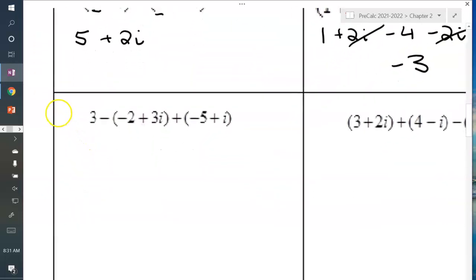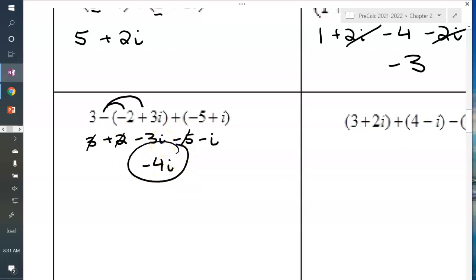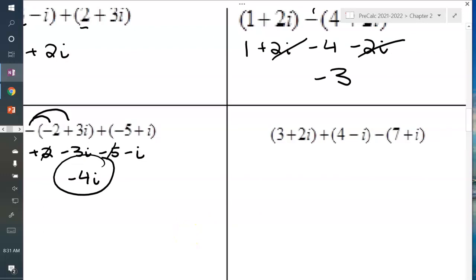Now look at this next one. We're doing a subtraction and then an addition. So just like before, distribute that negative. So 3 plus 2 minus 3i minus 5 minus i. Now we're going to combine our like terms. 3 plus 2 minus 5, that all drops out. And then I have a -3i minus i, that's going to give me a -4i. So there's our answer there. This is one where all the real parts dropped out.